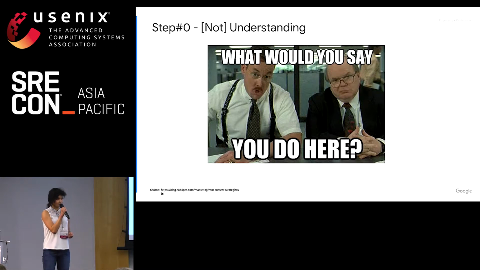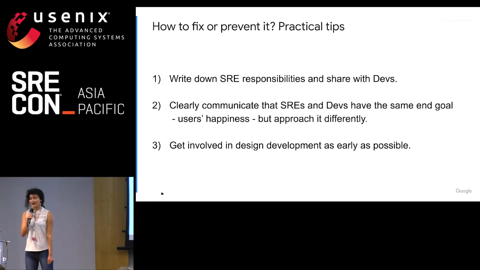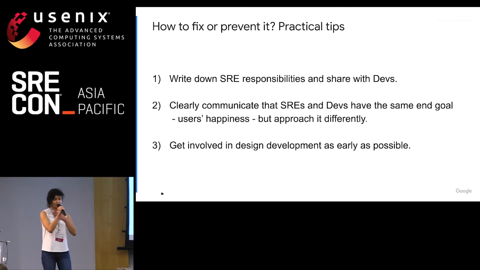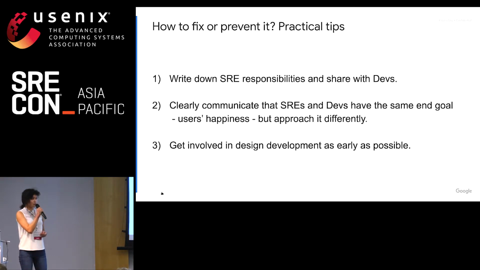Tip number 1. Write down SRE responsibilities and share them with devs. Communicate clearly and early in the process that SRE focuses on the same end goal as developers, which is make users happy, but we approach that differently. Our responsibility is to find that balance between feature deployment and reliability of the service by using error budgets and SLO. Tip number 3, get involved in design development as early as possible. That will make launches go much smoother for both sides.